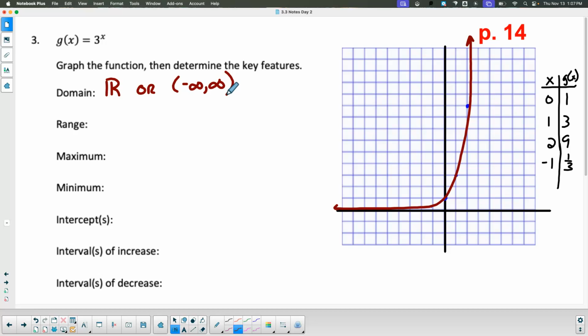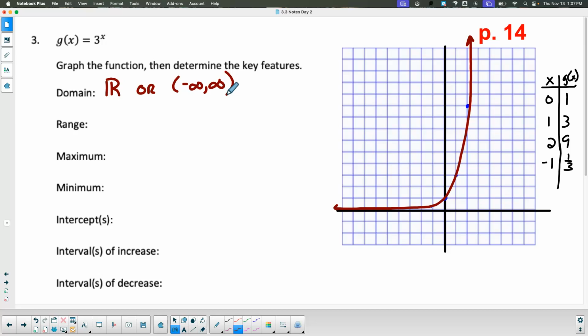What's my range then? Y values, right? Is it all real numbers? No, it's all positive numbers, because we don't go negative. It never crosses the x-axis.